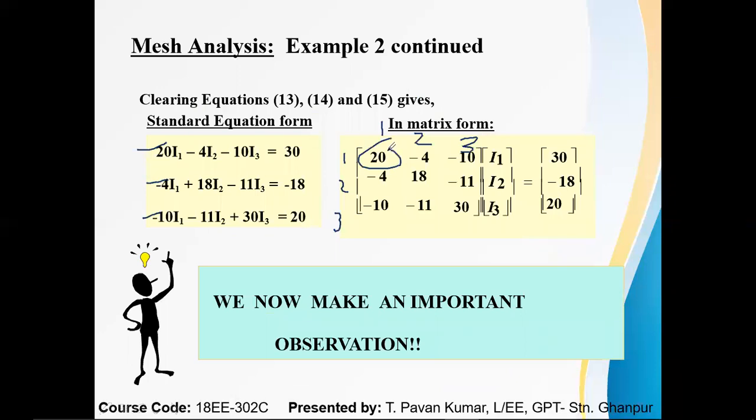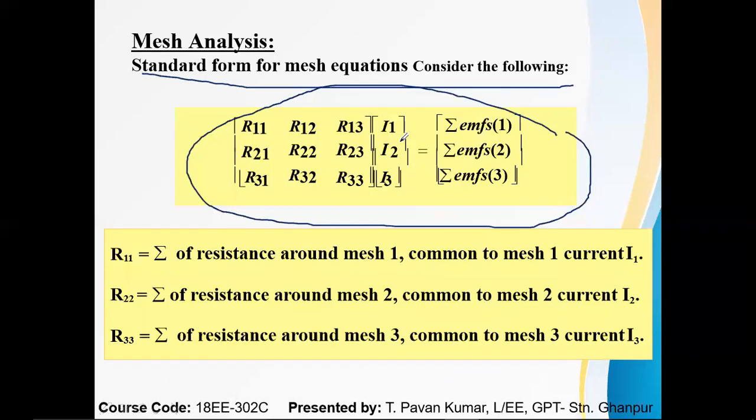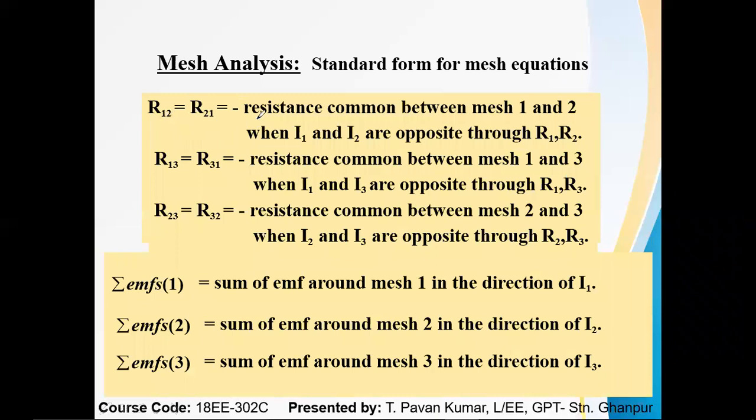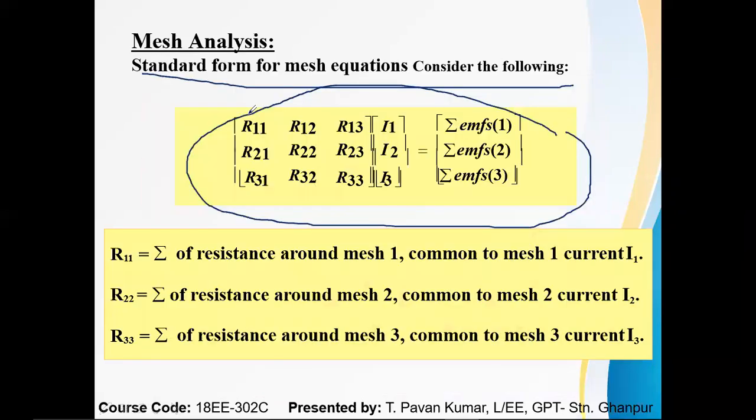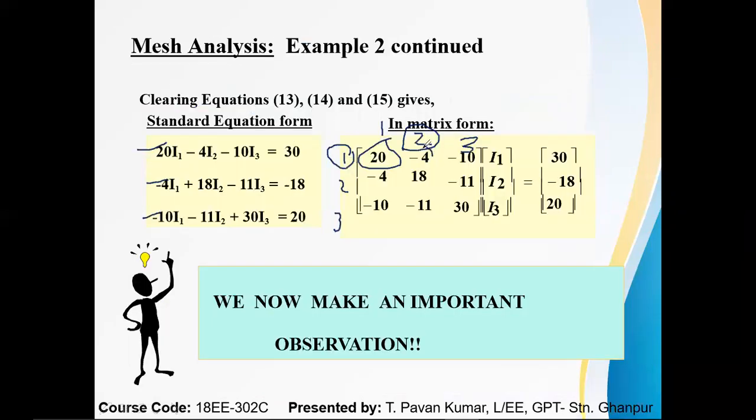20. This is R11. What about R12? R12 is nothing but the common resistance between mesh number 1 and mesh number 2. When I1 and I2 are opposite through R1 and R2, it will become a minus. That is the reason you got the minus here. Hope you understand what I'm trying to say.